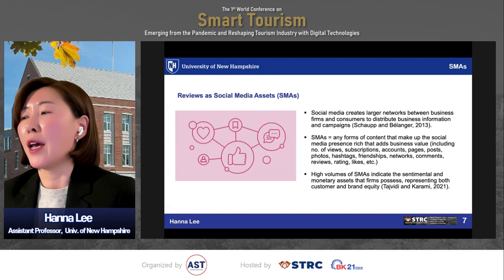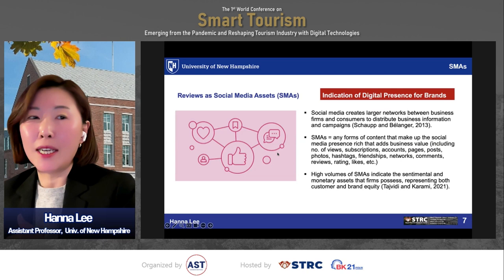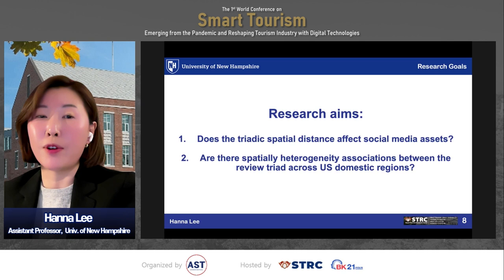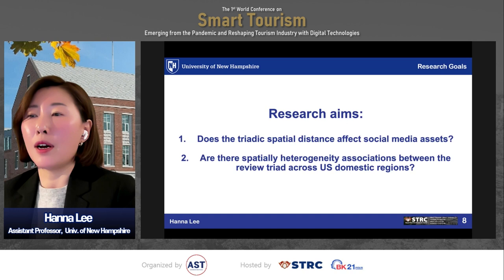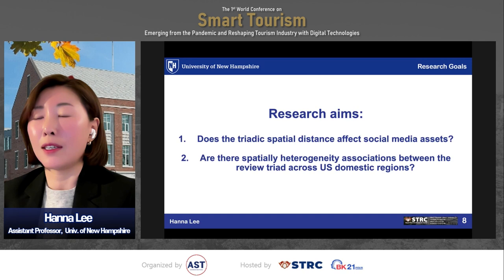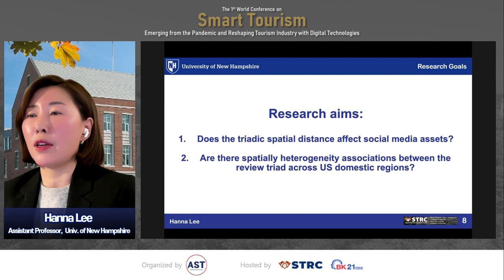So basically, the social media asset that we use here is an indication of digital presence for brands. Our research aims to answer just two questions, very simple. Number one, does the triadic spatial distance affect social media assets? Number two, are there spatial heterogeneities in the associations between the review triad across US domestic regions?